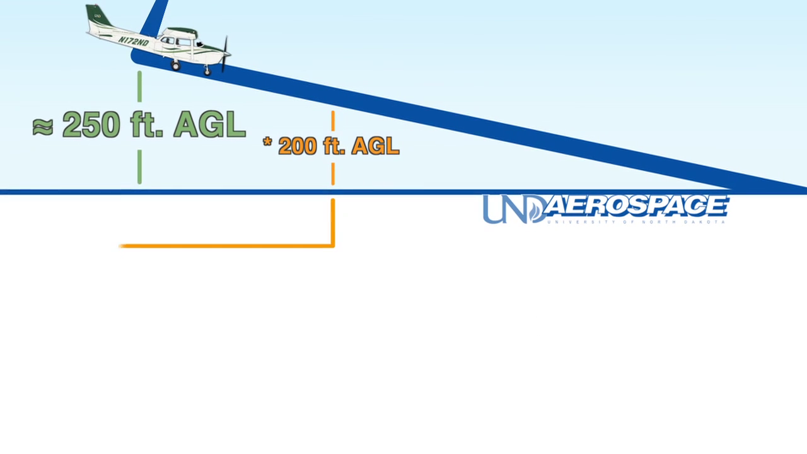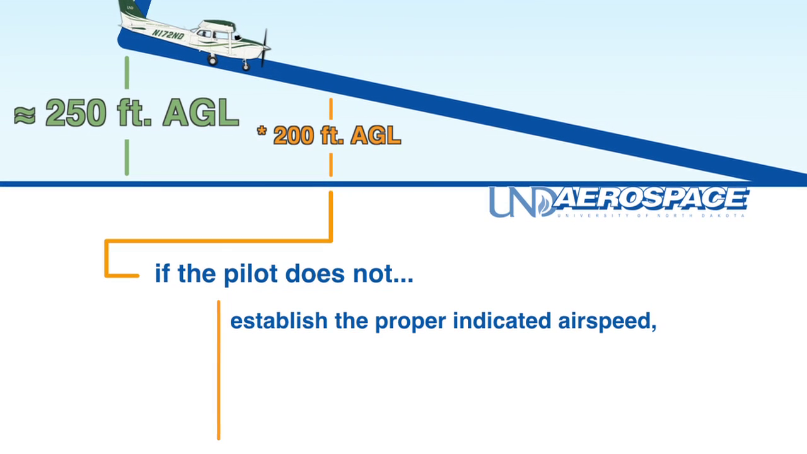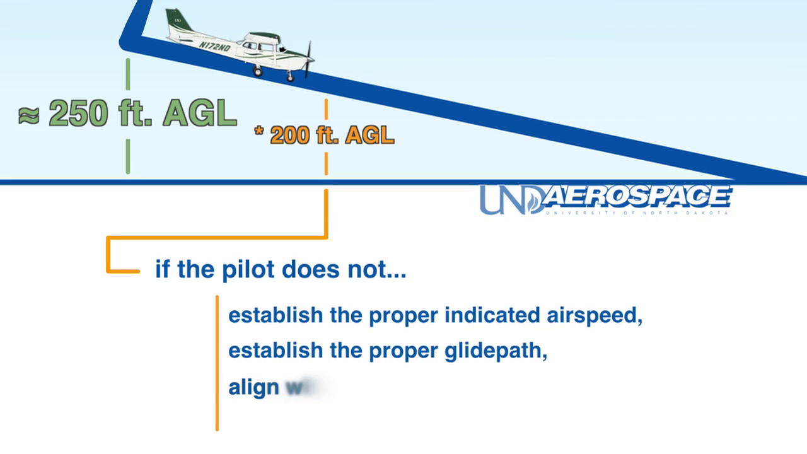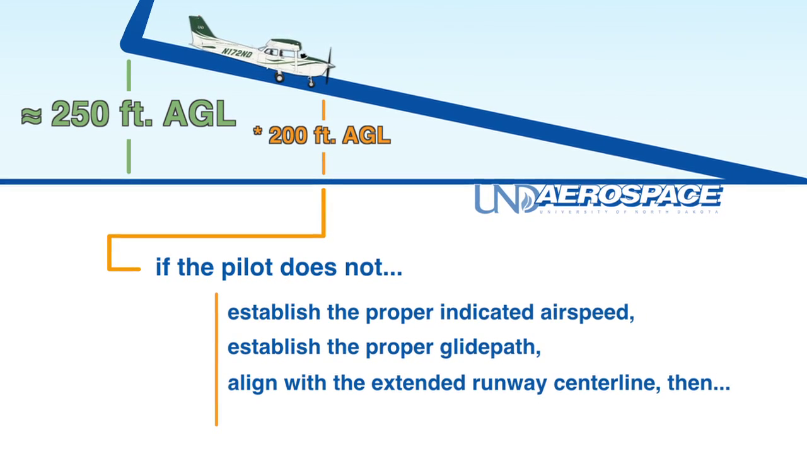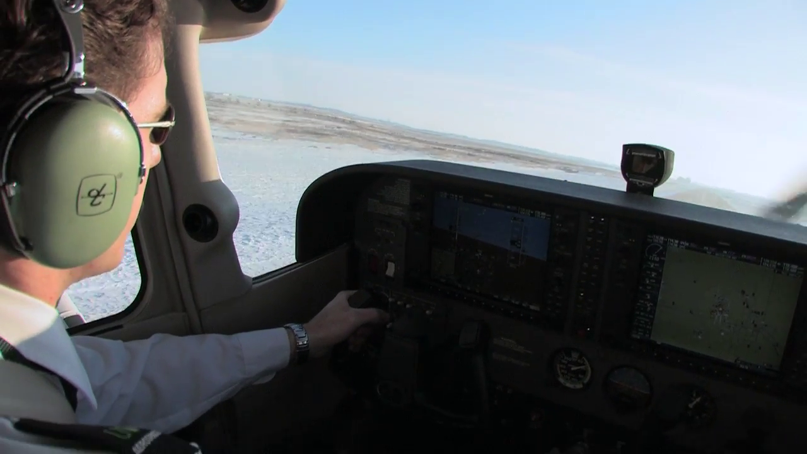If the pilot is not established at the proper indicated airspeed of 61 knots, +5, -0, on the proper glide path or aligned with the extended runway centerline by 200 feet AGL, an immediate go-around must be executed.